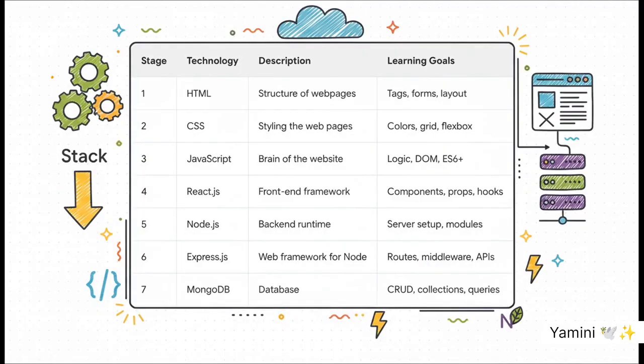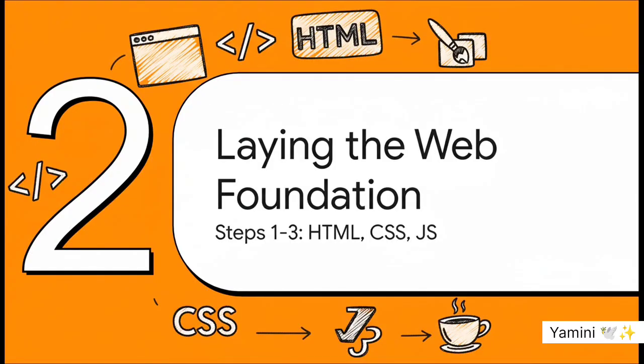And here it is. This is our master map for today. It lays out the entire 7-stage learning path, from the absolute fundamentals of the web all the way to a full-blown, full-stack application. Think of this as your complete guide. We're going to walk through it together, step by step. Okay, so let's start at the very beginning. Section 2, laying the foundation.